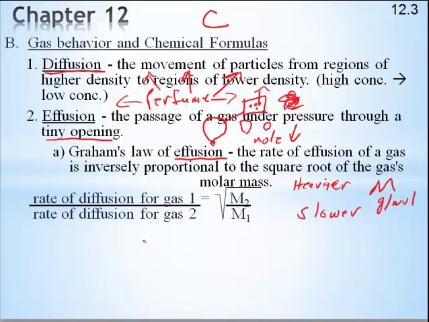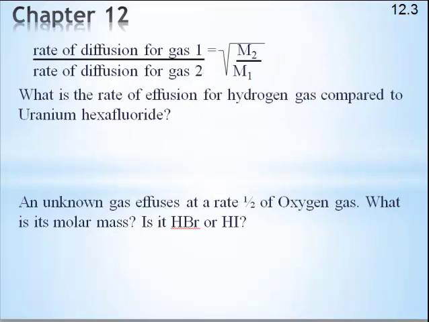So let's try a couple of these problems. You can see that the rate of 1 over the rate of 2 equals the square root of the molar mass of 2 over the molar mass of 1. I do want to focus on this little cross relationship. See the 1's there and the 2's there? Sometimes a student will put 1 on top and 2 on bottom, and they'll get the wrong answer. So let's try one.